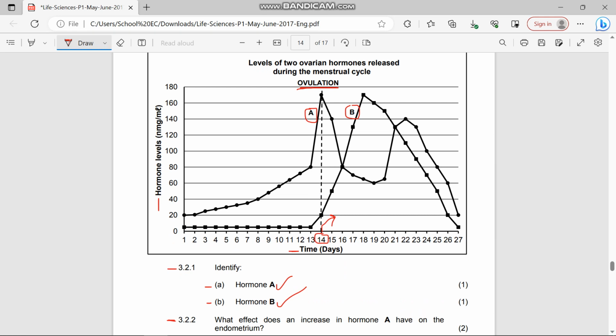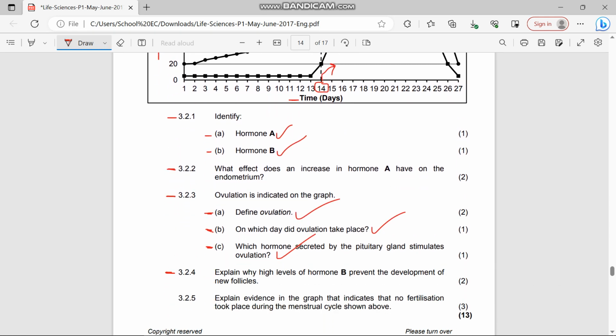So meaning that if there is no FSH, there will be no development of the follicle, because you know that FSH stimulates the growth of the follicle, right? So it's straightforward, guys. The progesterone, hormone B, will inhibit the secretion of the FSH, and therefore there will be no stimulation or growth of a new follicle. I hope you get it right. Yes, explained it so well.